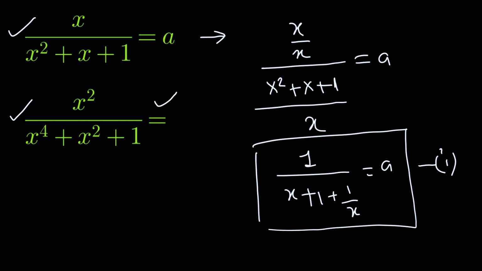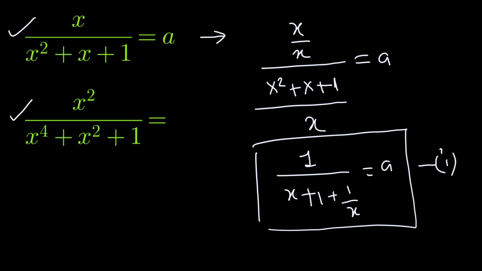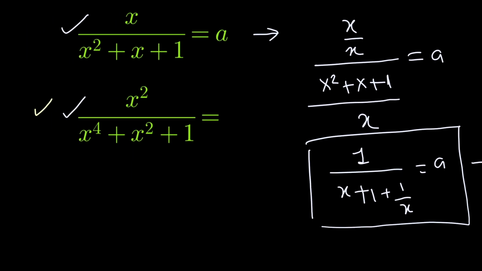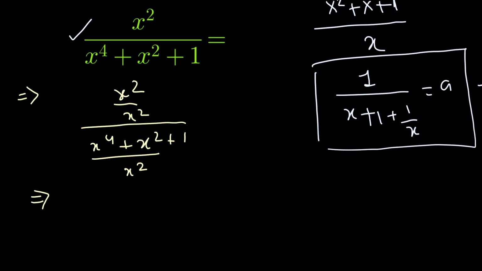Now take this particular expression and the step that we followed over here, dividing x in the numerator and in the denominator, the same step we will follow in this expression, but this time we will divide x square in the numerator and in the denominator. So in the numerator x square upon x square, and in the denominator x to the power 4 plus x square plus 1 divided by x square. So when we simplify this, in the numerator we will have 1 and in the denominator we will have x square plus 1 upon x square plus 1.